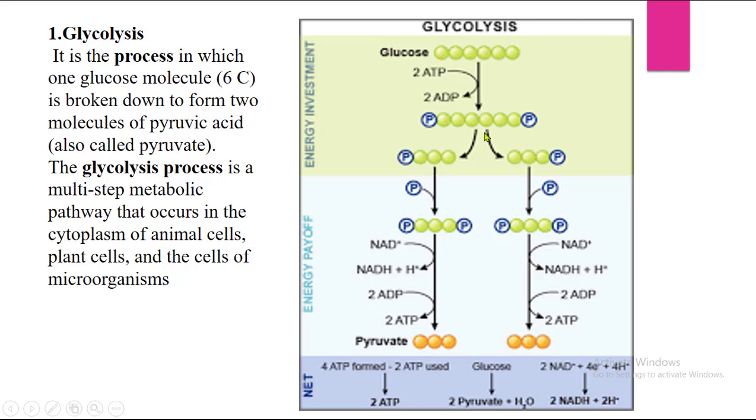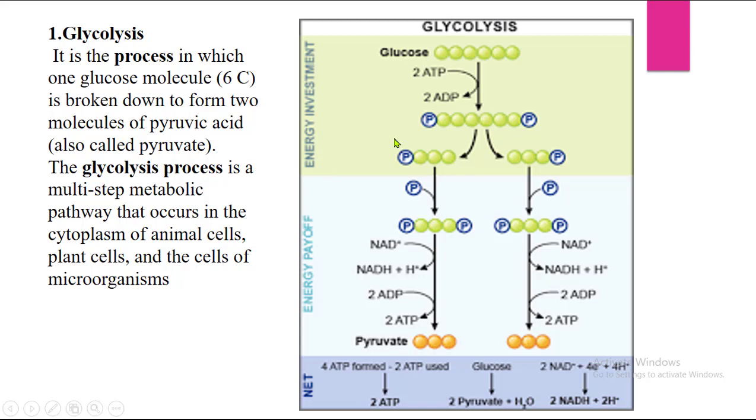These are the steps, and it is not necessary that you remember each step, but it is enough that you understand that glycolysis has two major phases. One is the energy investment phase. You can differentiate them by color: the darker color above represents the energy investment phase, and the other color represents the energy payoff phase.